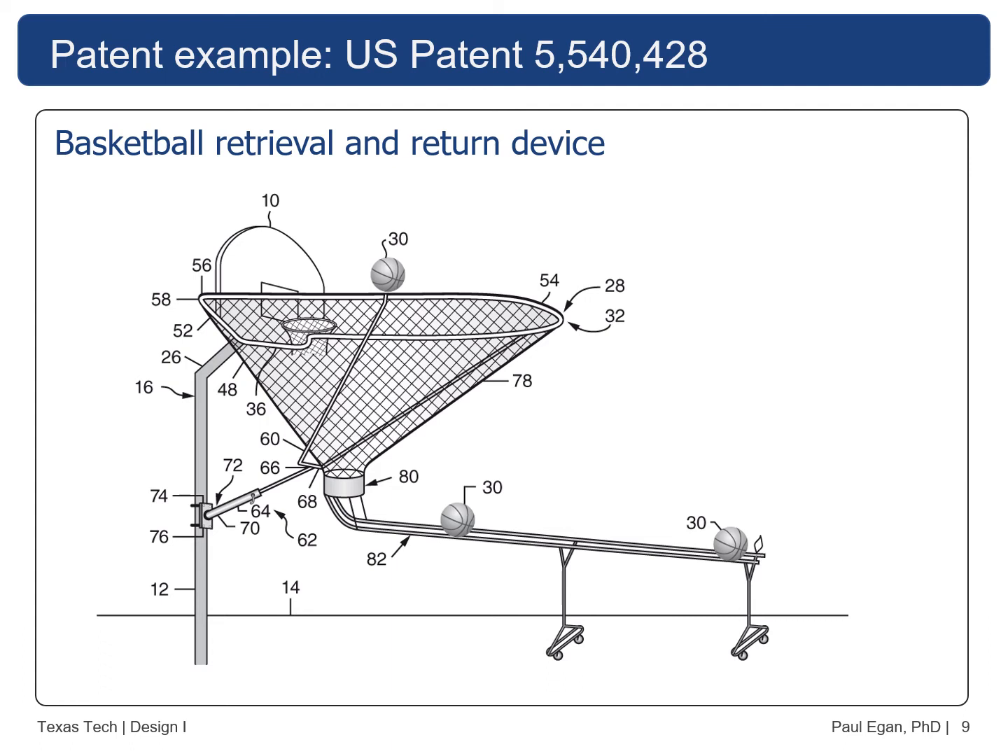Here's an example of a patent from the Dieter and Schmidt book, basketball retrieval and return device. So the problem here is when you're practicing basketball by yourself, when you shoot the basket, the ball doesn't come back to you. So you're spending a lot of time going after balls as opposed to shooting, which is what you want to practice. So here you have a big net around the basketball goal and then a rolling mechanism to get the ball back to you.